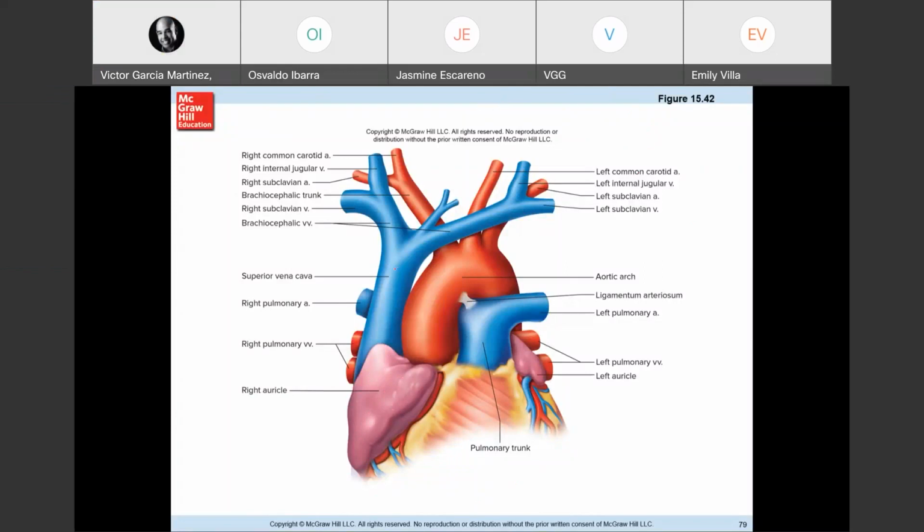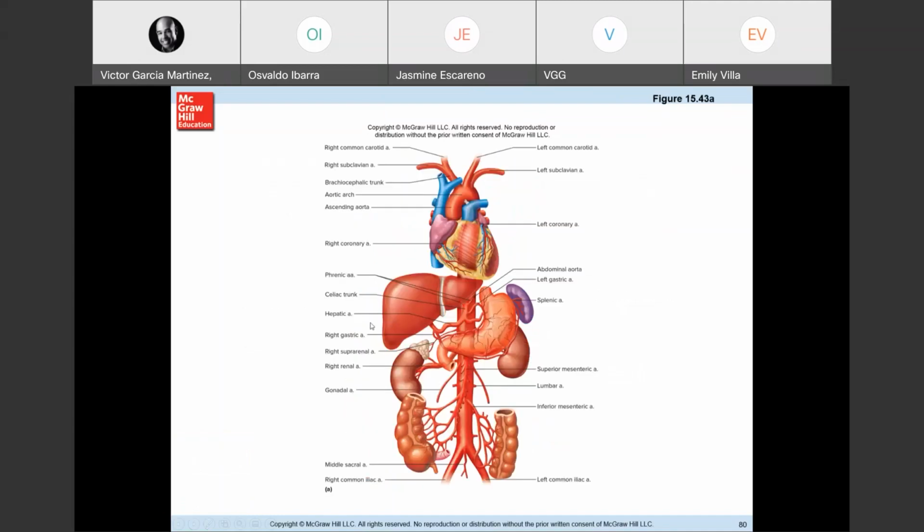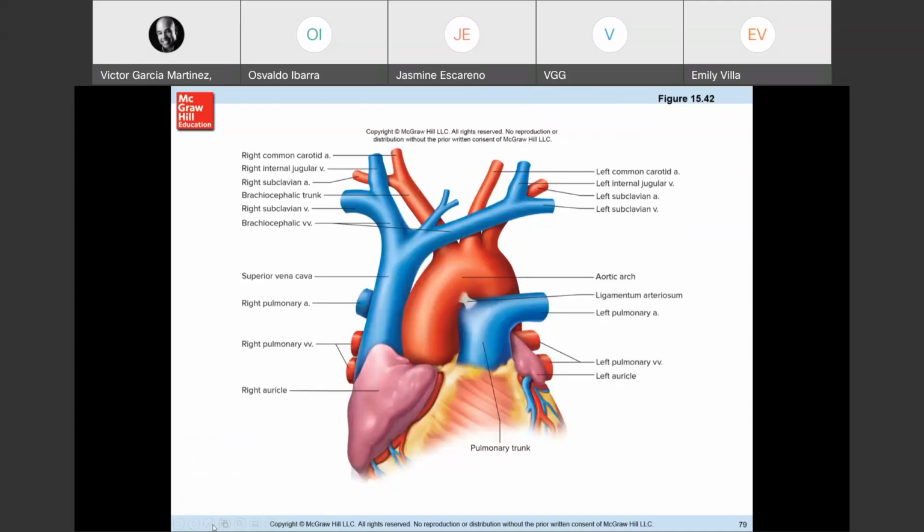Then arriving into the right atrium, you have the superior vena cava. The superior vena cava is going to be this one. And arriving into the right atrium, you're going to have the inferior vena cava as well. You need to know these names for sure. Arriving into the right atrium, you have another vein, which is the coronary sinus, and that is from the heart.